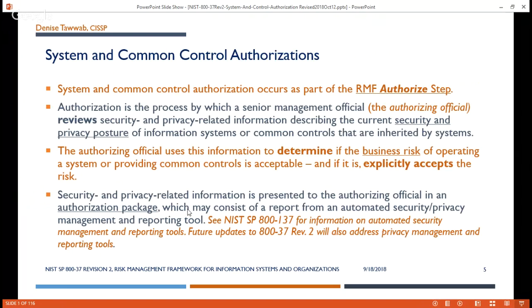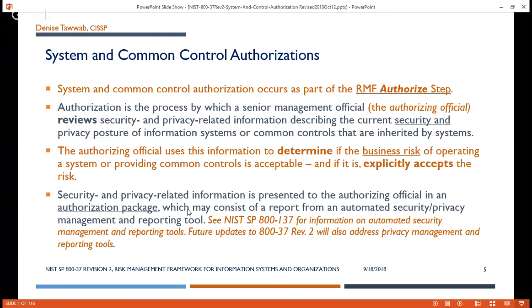The privacy part is a new addition in 800-37 Rev 2. If you're looking at an older version of 800-37, you won't see the emphasis on privacy. This has been part of the revision of that document. The authorizing official uses the information to determine if the business risk of operating a system or of providing common controls is acceptable. And if that business risk is acceptable, then the authorizing official explicitly accepts the risk.